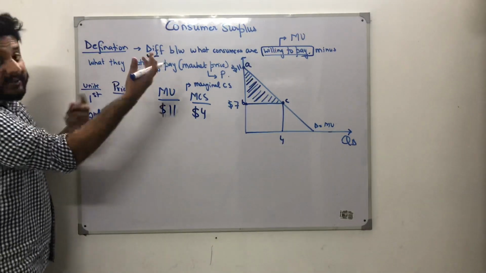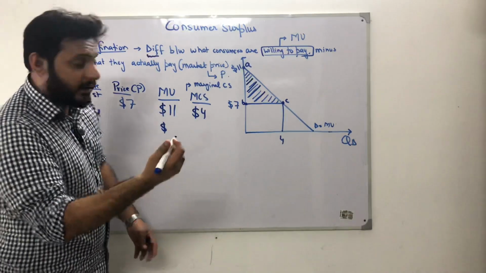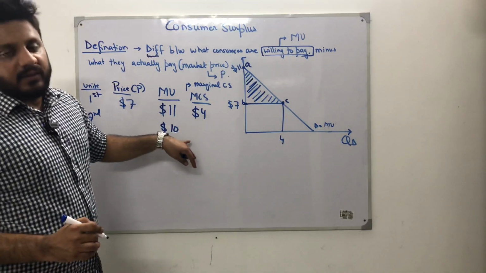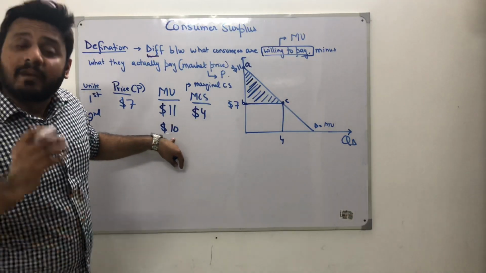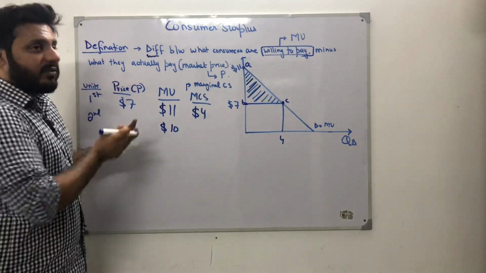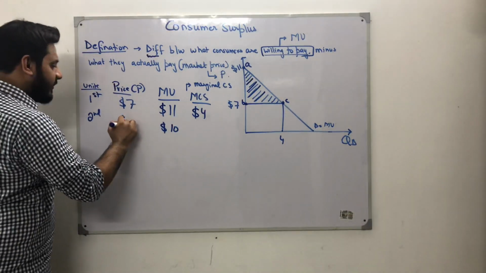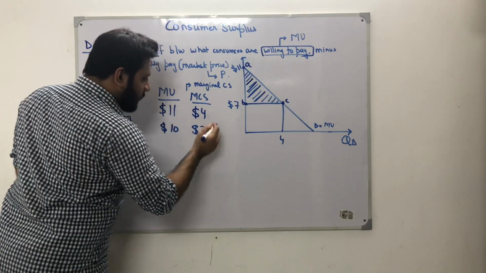Let's say that now the utility from the consumption of chocolate falls to $10. So the second chocolate would only be worth $10 to the consumer, which means he will only be willing to pay $10 for it, because that is the utility he thinks he will gain from it, right? What is the market price? The market price is $7. So what is the consumer surplus? Guys, the consumer surplus is $3.